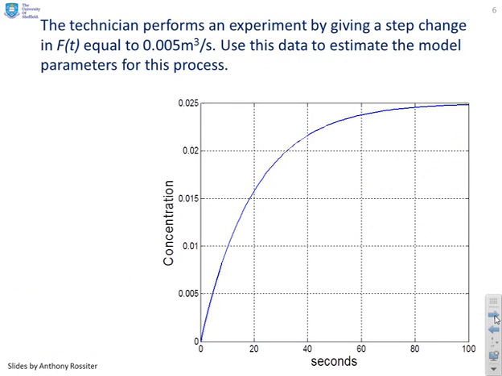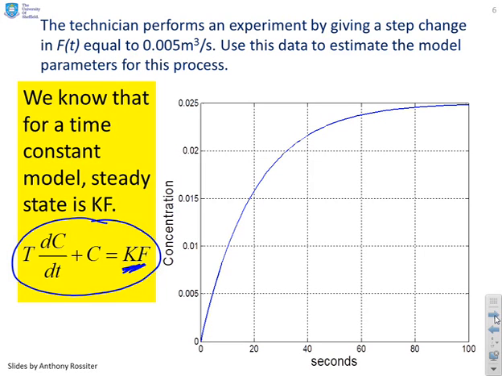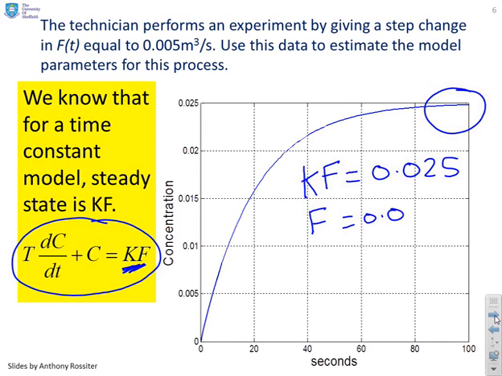Right, I'm still on the same theme. We're trying to estimate the model parameters for this process, and so what I'm going to do now is say we know that the steady state is KF. So there's again my time constant form, and the steady state is just given by this right hand side, KF. Well, I can see the steady state, here it is, so I can write that KF equals 0.025, and I've been given that F equals 0.005, so clearly K equals 5.